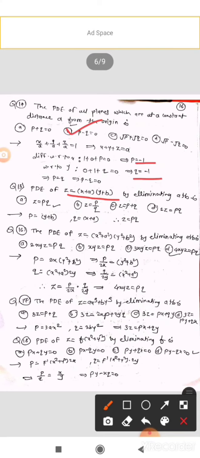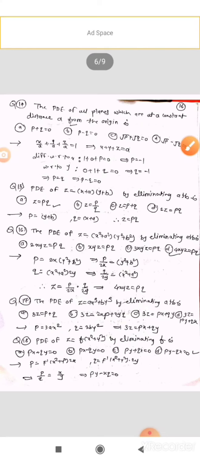So ∂z/∂x is p equals y plus b, ∂z/∂y is q equals x plus a. Hence we obtain the equation by eliminating a and b: z equals pq. Now in the same way we solve question number 16.